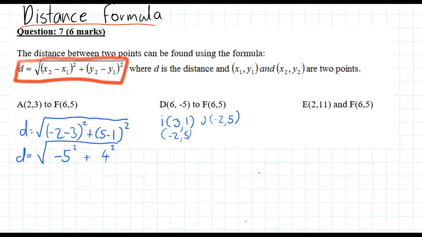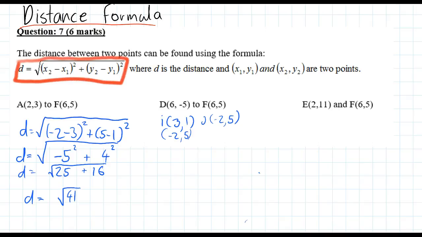Okay, now, minus 5 times minus 5, minus times a minus makes a plus. So minus 5 times minus 5 is 25. 5 fives. So I've done that first bit. 4 fours are 16. So now I've got d equals the square root of 25 and 16. My next job is to add the 25 and 16. So 25 plus 16 is 41. So I end up with d equals the square root of 41.